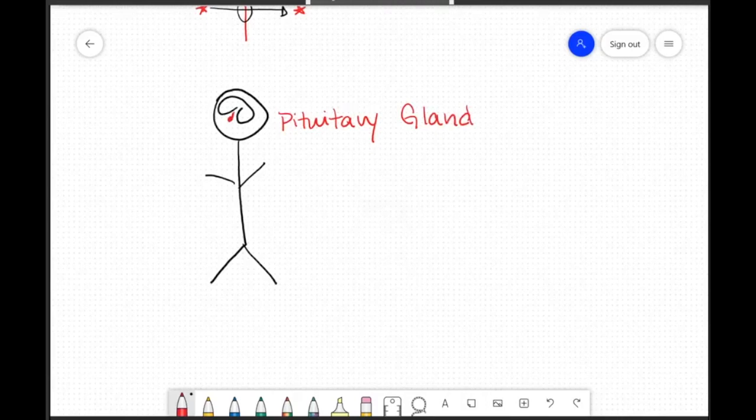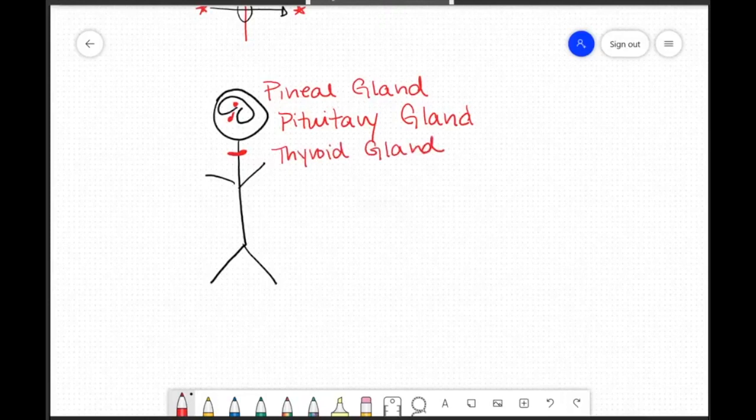This is where your pituitary gland will be found. Deep inside the brain, right about there, this will be your pineal gland that we're going to talk about. The next gland, starting from the top down, is right underneath your hyoid bone, right in your throat. This endocrine gland will be your thyroid gland. This is where it is found in your throat.